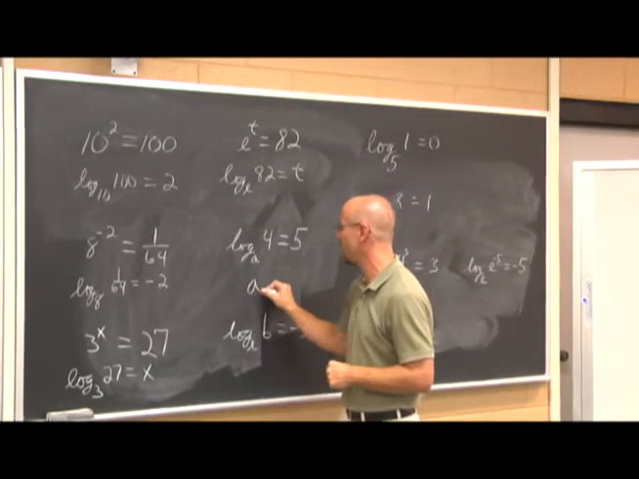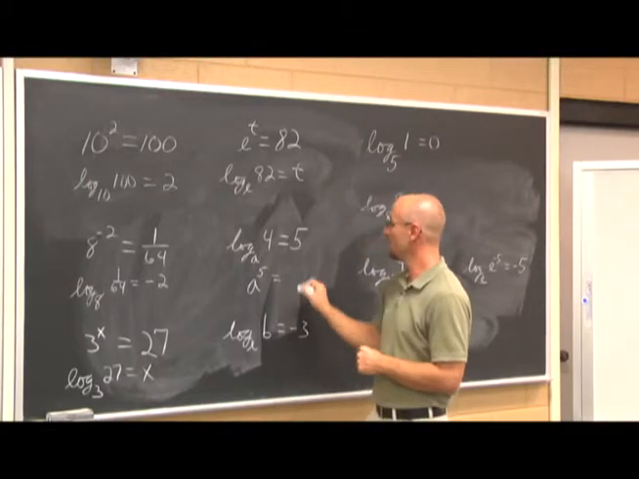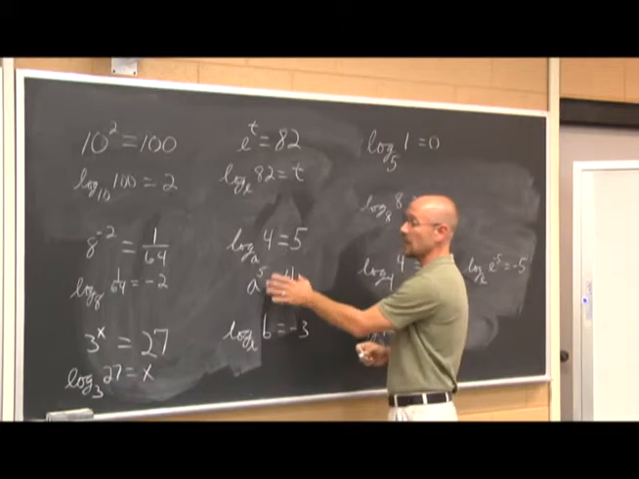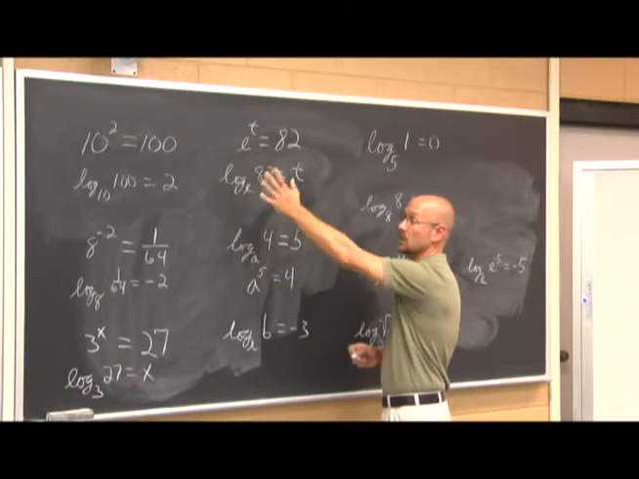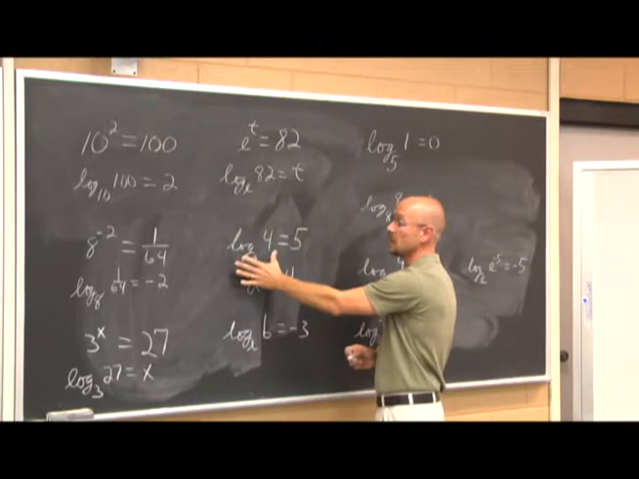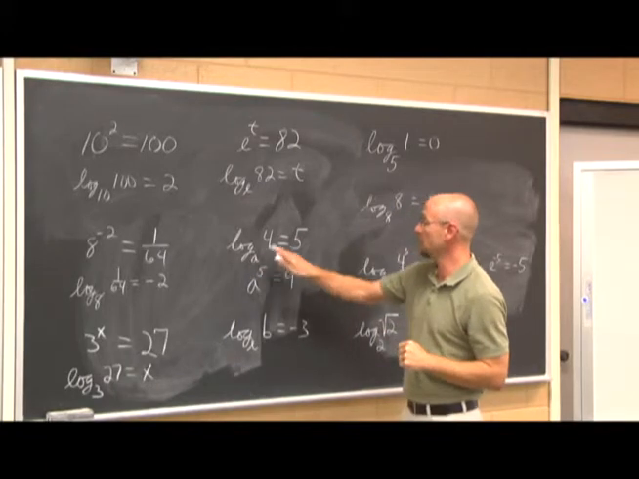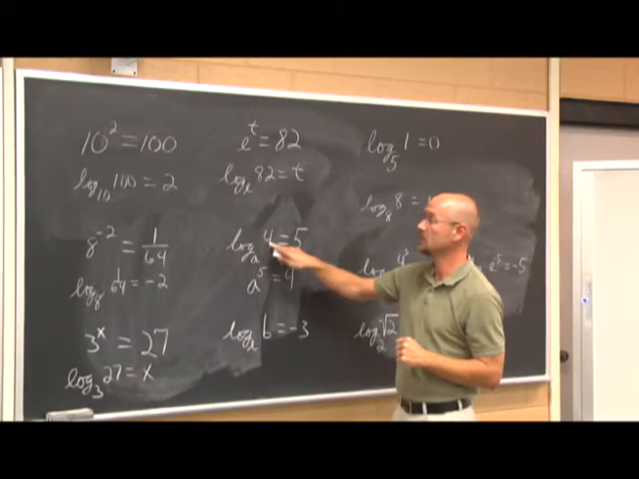My base is a, my power is 5, and it's equal to 4. So we're actually going the opposite way of what we just saw. We took exponential equations and wrote them as logarithms, and we can do the same thing if we have logarithms. We can write them as exponential equations: the base, the power, the value.